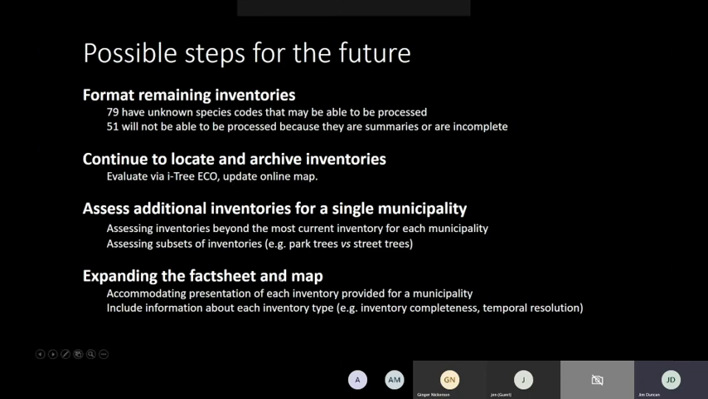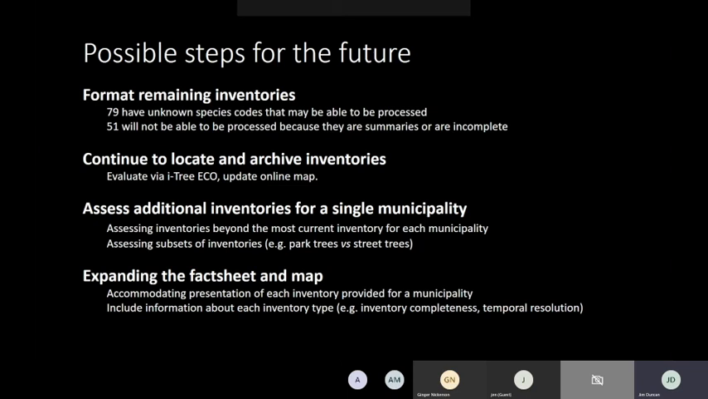We could expand the fact sheet and the map, accommodate presenting more inventories differently, or include other information. Right now we started with this, but there's certainly room to expand that work. So these are all things that could be done in the future.